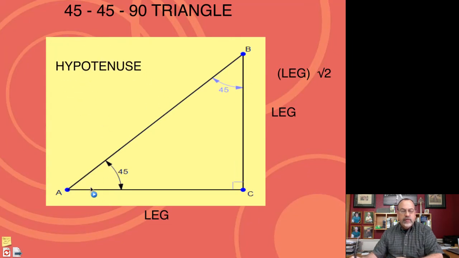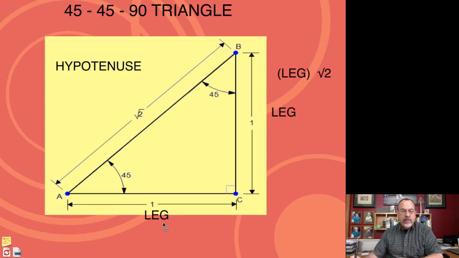If we apply the Pythagorean theorem, and we make one of these legs a length of 1, the other length will also be 1 because the sides are the same. We apply the Pythagorean theorem: 1 squared plus 1 squared is equal to the hypotenuse squared. So 1 squared is 1, plus 1 squared is 1, that's 2, and 2 is equal to the hypotenuse squared. You take the square root to unsquare it, and you end up with a hypotenuse of square root of 2.